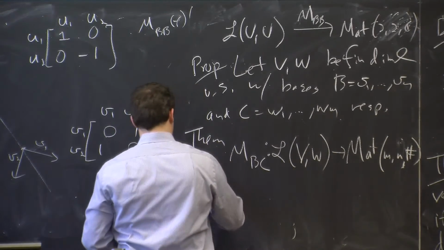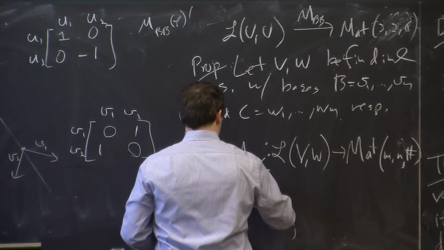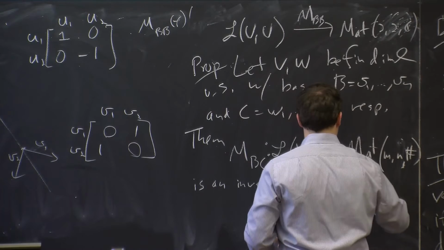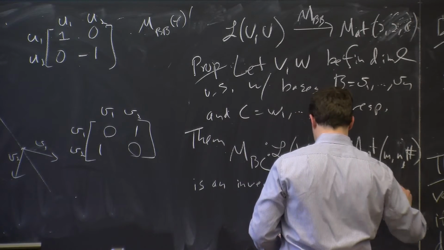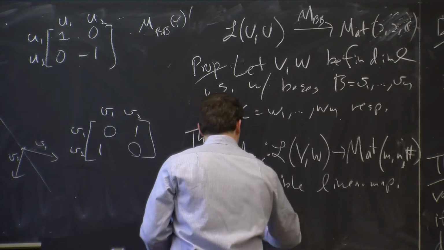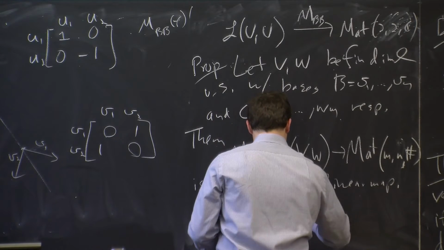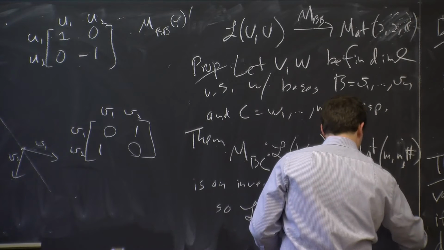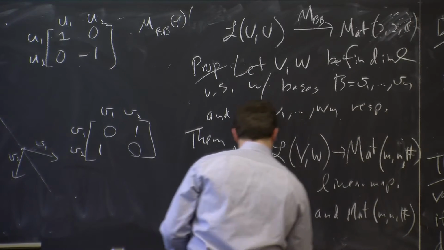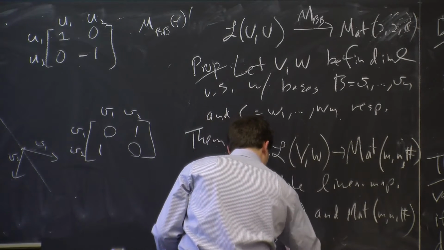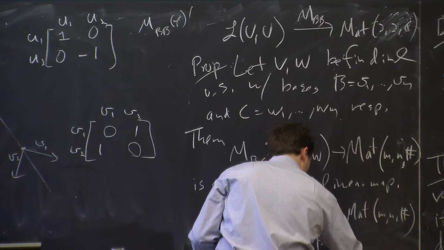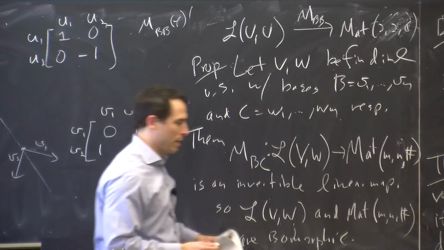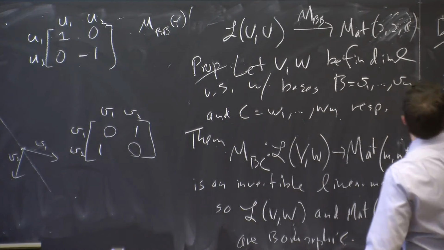This map is invertible. And so these L(V, W) and Mat(m, n, F) are isomorphic vector spaces. But they're not isomorphic in only one way, they're isomorphic in many different ways, depending on how we select our bases.